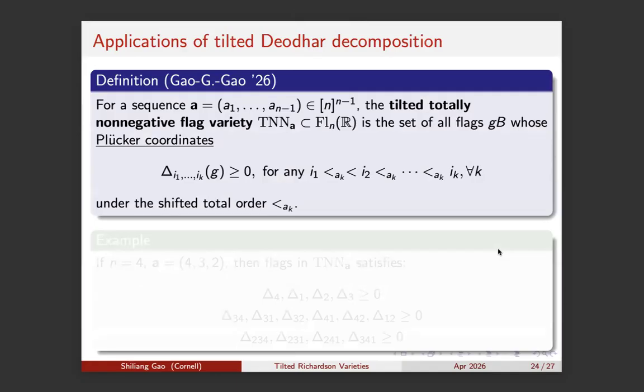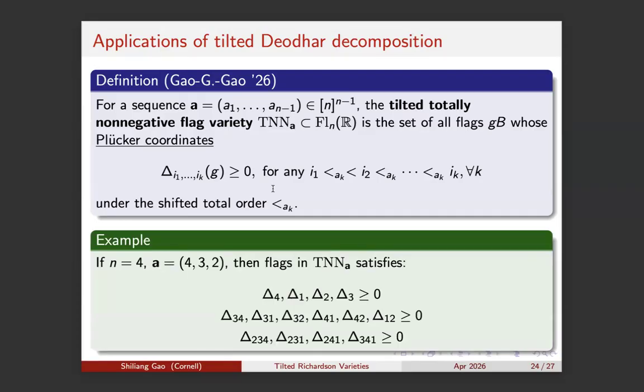So we modify the definition just a little bit. If we fix the sequence A1 through A n minus 1, we define the tilted totally non-negative flag variety, TNN A, to be the set of all flags such that the Plücker coordinate delta I1 through IK is non-negative, where here we ask that I1 is less than I2, less than all the way to IK under this rotated order AK. So we think of AK as the smallest and AK minus 1 as the largest.